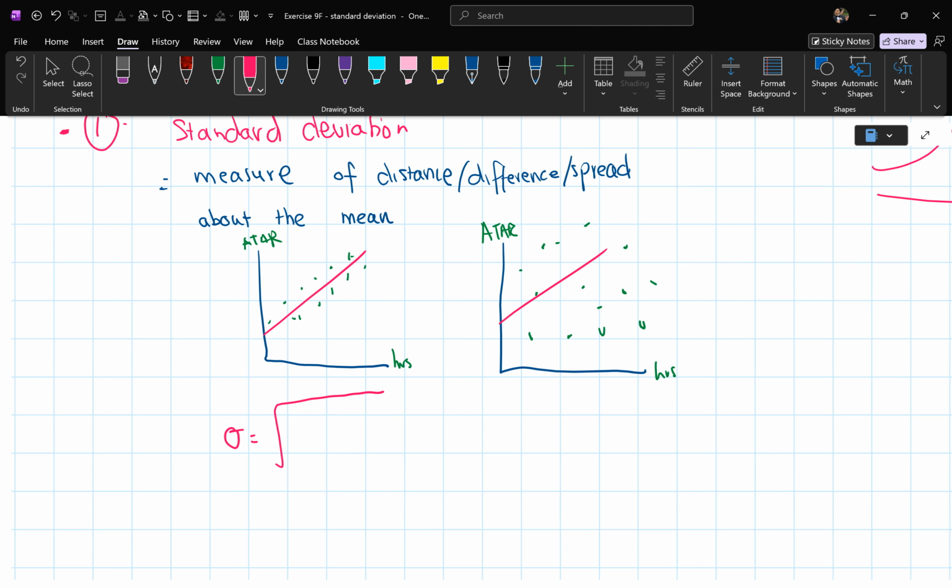X minus mu. Yeah, mu. The size of the population. Yep. We're missing a few symbols here. What are we missing? Sum. So we need to add all these numbers together.